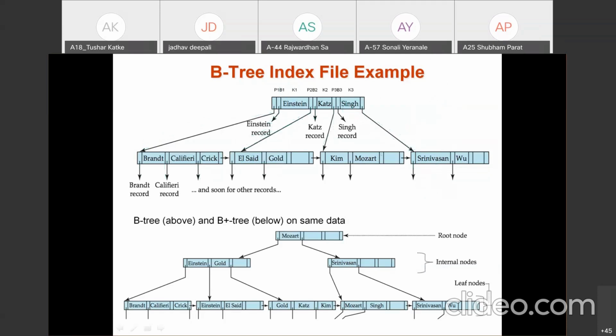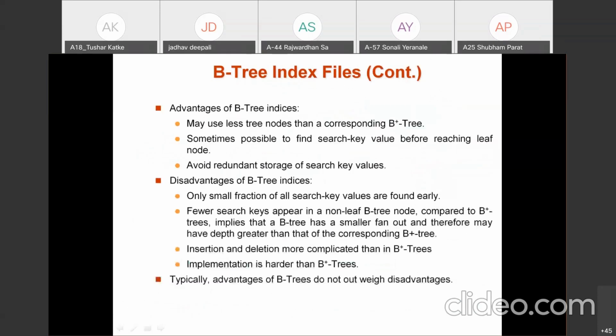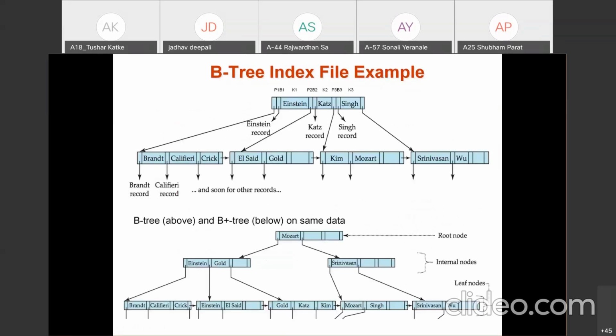Now see the difference. Advantages of B tree indices: may use fewer tree nodes than a corresponding B plus tree. You can see here the number of tree nodes is 1, 2, 3, 4, 5, 6, 7, 8 in the B plus tree, while in this there are only 5 nodes.